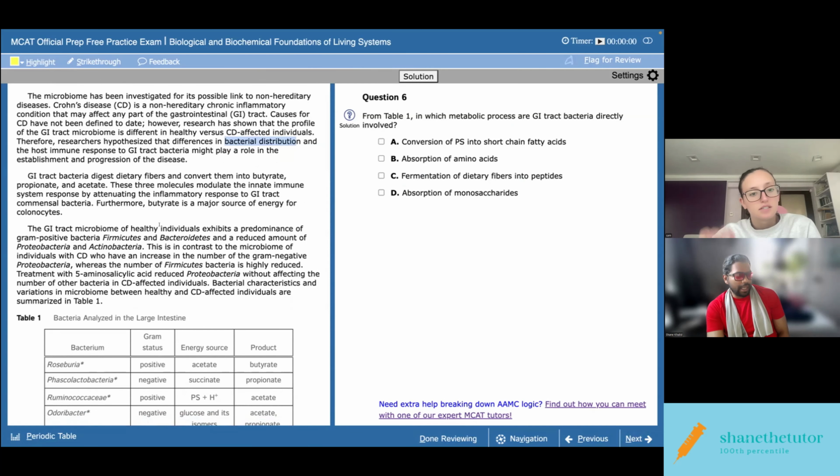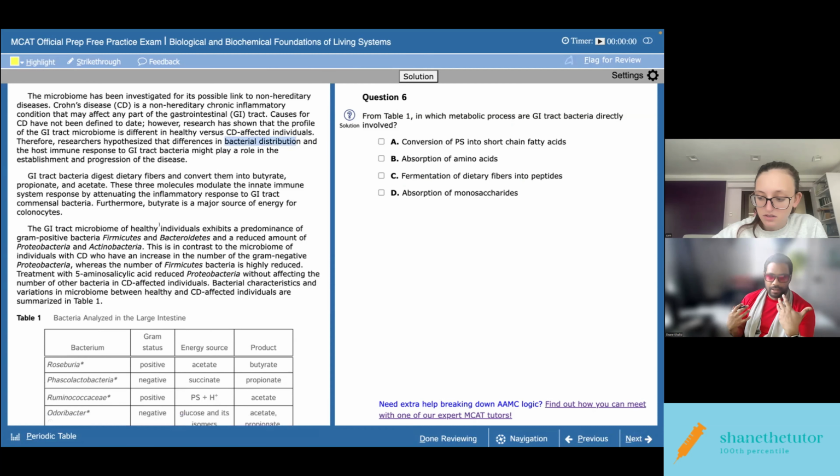Okay. So, like many first paragraphs of science passages, it gives you some generalized clinical background. But it doesn't tell us anything yet that we can put into proportionalities because they're saying that differences can play a role in the establishment and progression, but we don't know if it's going to make it go up or down. We just know that it's being affected. Like, there's a relationship between CD and bacteria in GI.